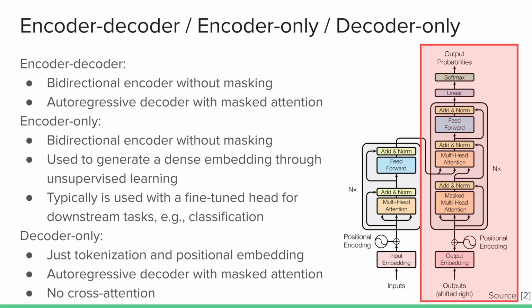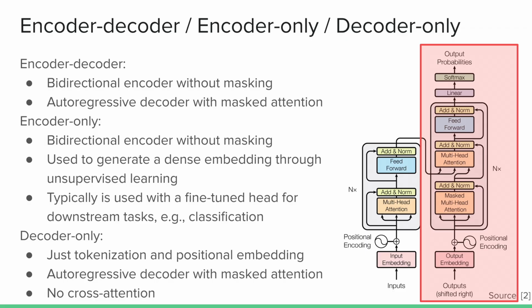Finally, there is the third type that we have, the so-called decoder-only architecture. In this case, we only use the right-hand side, what we see here. Instead of the encoder with an attention mechanism, we only use a tokenization and a positional embedding, and then directly make use of the autoregressive decoder with the masked attention to generate our outputs. The most popular example of this architecture is the generative pre-trained transformer, or short GPT.